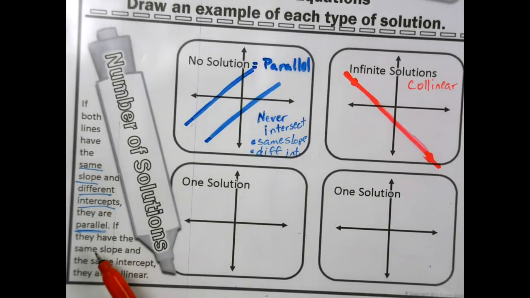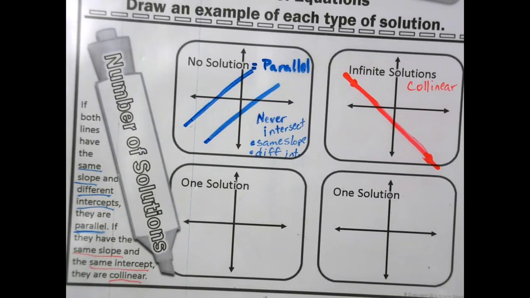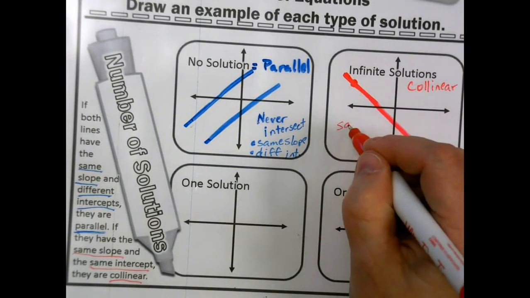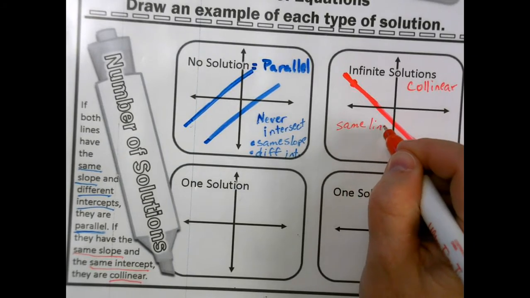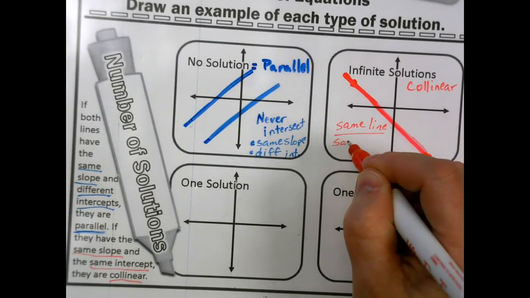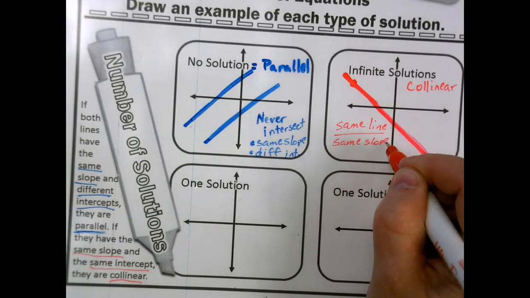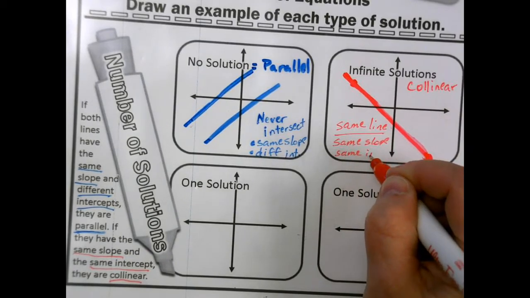Down here it says, if they have the same slope and the same intercept, they are collinear. So same slope, same line. Same slope. Same intercept.